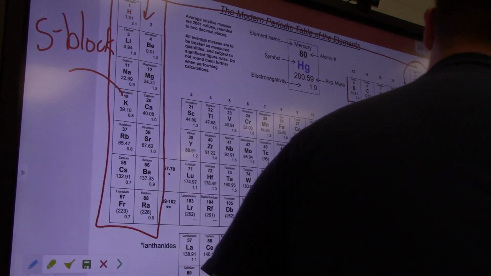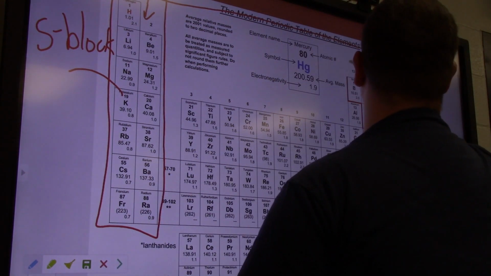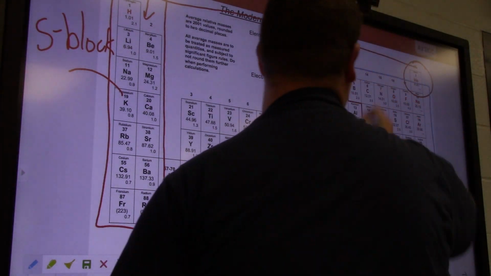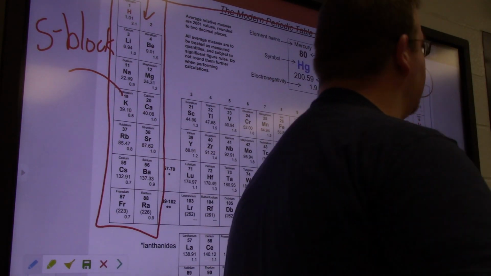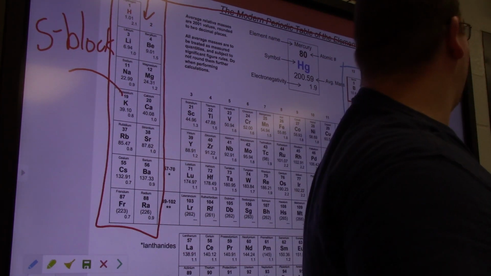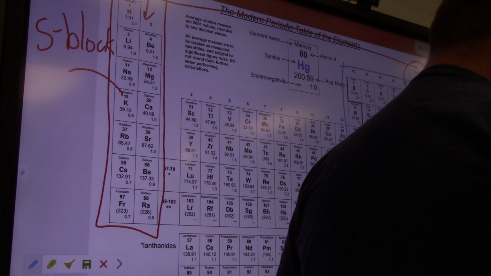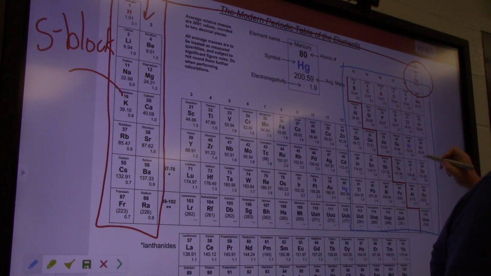Now we go to P block. P block is columns 13 through 18. Now here, columns 13 through 18 do not include helium. Where does helium go? S block. Thank you. So this is P block.